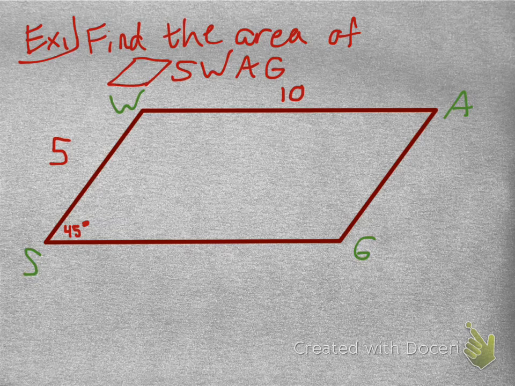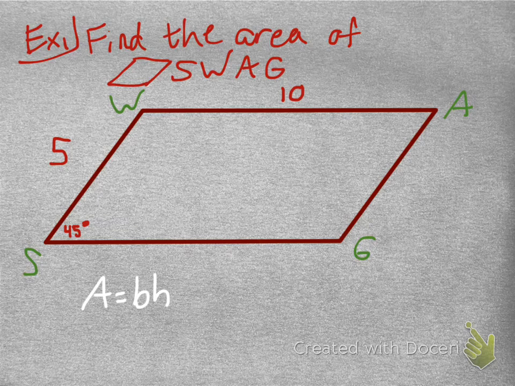Now, what do we need to know? We need to know the base and the height, right? The area is base times height. Do we know any of those already? Well, we know one of them is the base. It doesn't really matter which one. Well, it kind of does in this case because it's going to be difficult to solve for the other one.